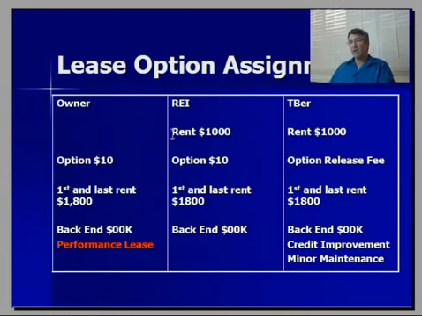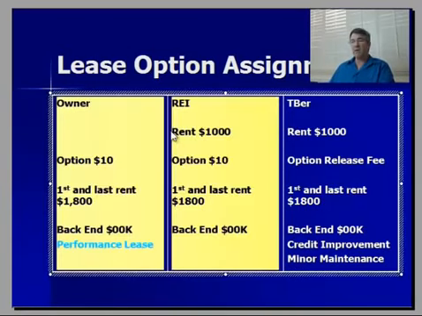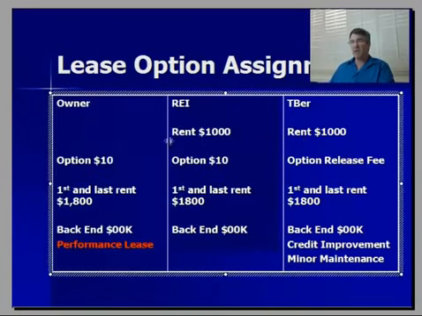Well, basically, if you're renting at market rent, it doesn't change. It's the same. You're renting from the owner for $1,000, and you're passing that rent on for $1,000. Option fee, you're giving $10 to the seller to get your lease and your option, but you're going to charge an option release fee of approximately 3% or $5,000. Your first and last month's rent, if it's $1,800, stays the same.